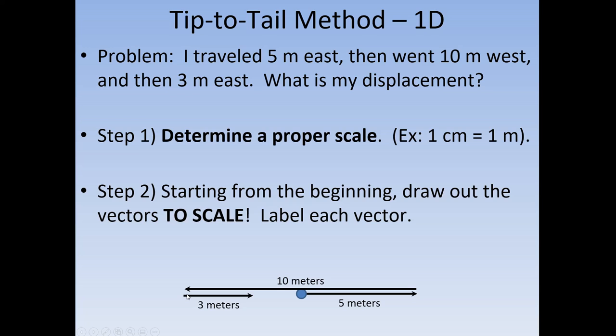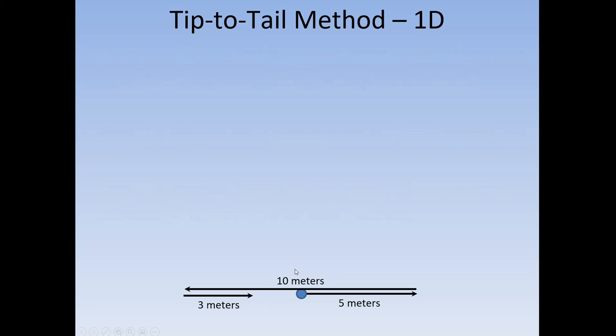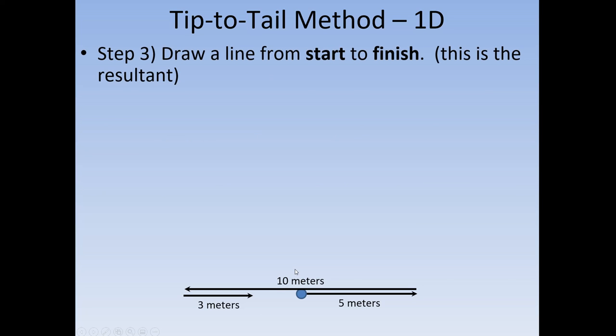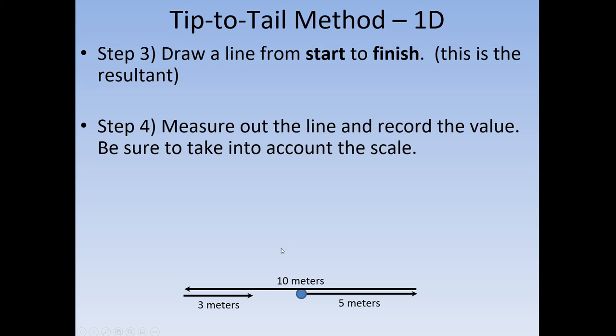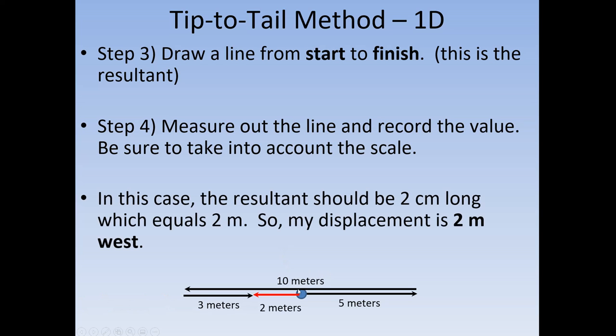So that's my drawing. From here, I then draw my resultant line. Now I said before that these vector lines have to be drawn tip to tail. The resultant, however, is not part of that. It always goes from start to finish. So I started here, I ended here. It should pop up in a second. So here it goes from start to finish, and then what we do is kind of go backwards now.